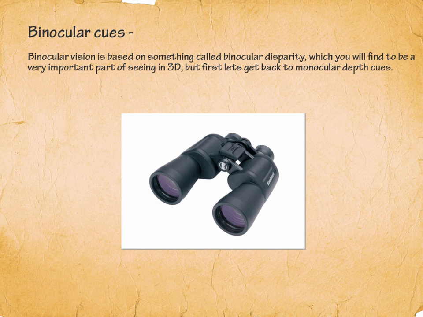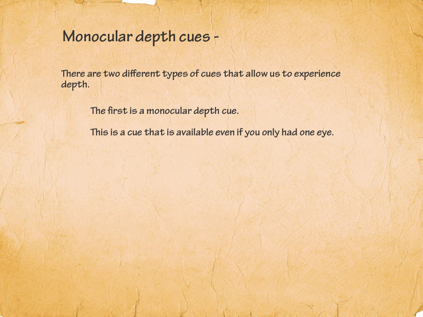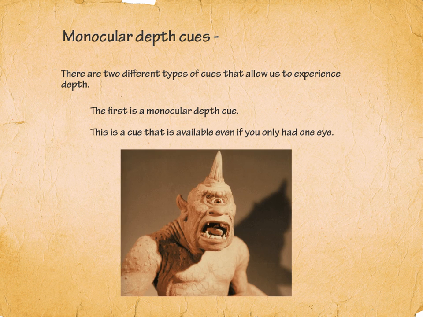Binocular vision is based on something called binocular disparity, which you will find to be a very important part of seeing in 3D, but first, let's get back to monocular depth cues. There are two different types of cues that allow us to experience depth. The first is a monocular depth cue. This is a cue that is available even if you only had one eye. Like this guy, roar, roar.